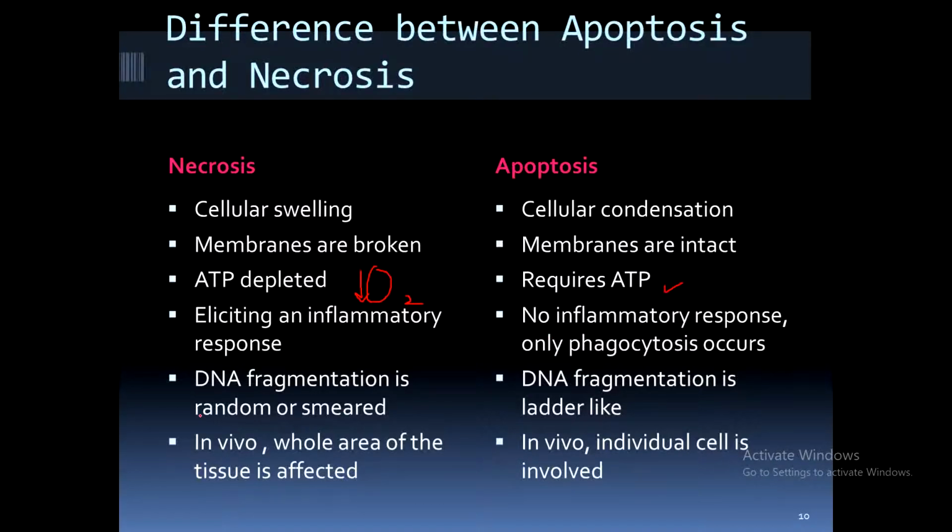If we look at DNA fragmentation in the gel electrophoresis system, in necrosis it is random or smeared, as I have just showed you, while in apoptosis it's ladder-like, because every step is going to show in that system. In necrosis, the whole area of the tissue is going to be affected, while in apoptosis only the individual cell is involved. The whole area is not affected, like you have seen in coagulative necrosis, gangrenous necrosis, caseous necrosis. It is only an individual cell that is going to be affected.